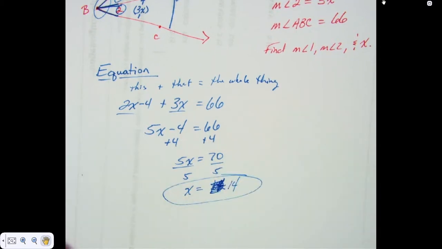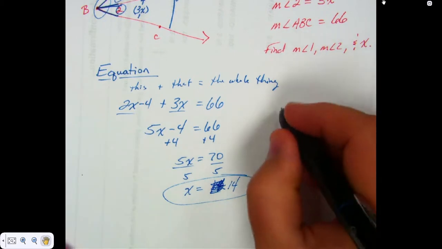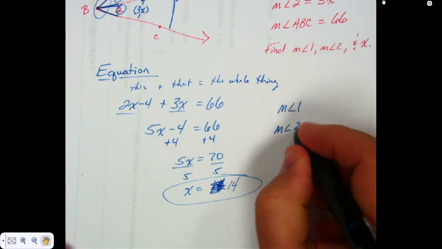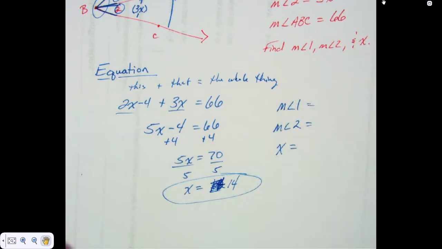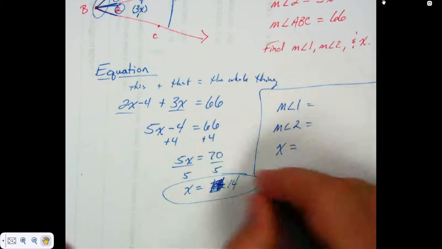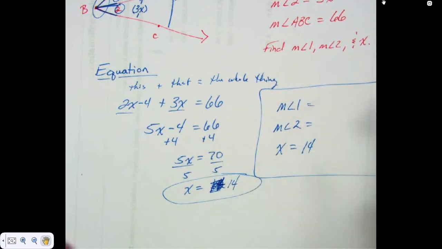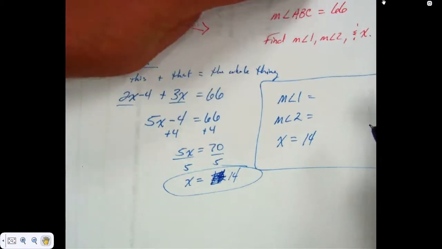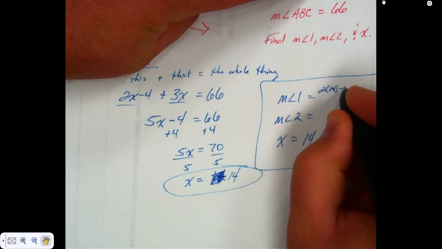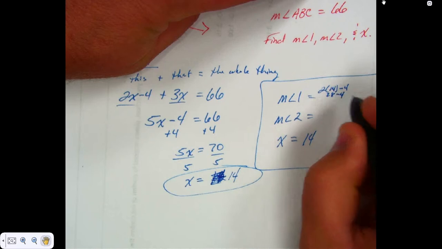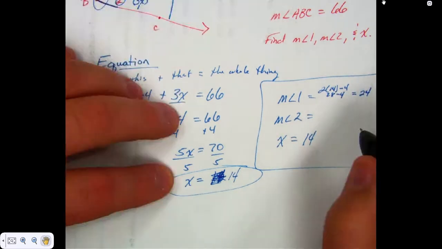You know what would be terrible? If you did this problem on a test and you wrote the answer was 14, but what did the question actually ask you to find? The measure of angle 1, measure of angle 2, and x. I'm supposed to find all those things. Which of those have I found? x. How does that help me find the measure of angle 1? You replace x with the number. The measure of angle 1 is 2 times whatever x is, which is 14, minus 4. So that's 28 minus 4, which is 24.